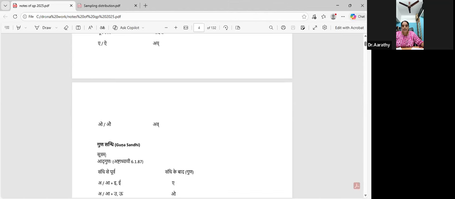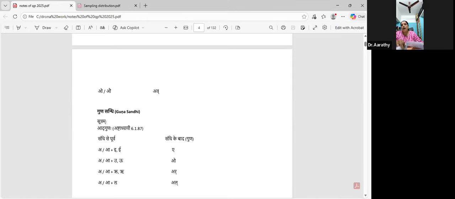The next one is Guna Sandhi. The sutram is Ad Gunaha. The condition is that the Purva Padam, before the Sandhi, should end with a or aa, and the Parapadam will start with E, U, R, or L. These four. When I say E, it includes both short and long E. When I say U, it includes both short and long U. So any of these ik pratyaharam will be the starting of the Parapadam, and the Purvapadam ends with a or aa.